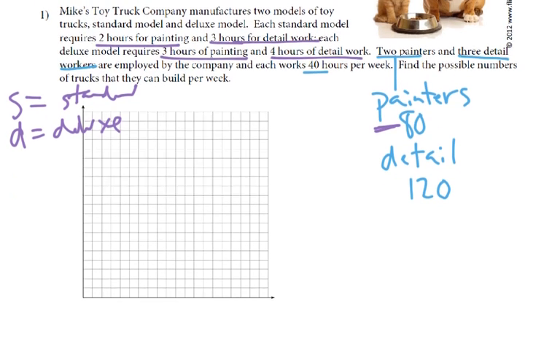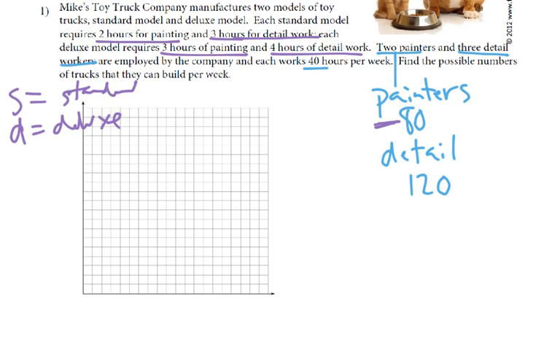So if we're thinking through this, for the standard model we have 2 hours, so 2 times S for each one. Plus, for the deluxe models, that would be 3 hours times D. Now we only have 80 hours in a week with painters. So for that painting, that's going to have to be less than or equal to 80 hours. Okay, that's one inequality.